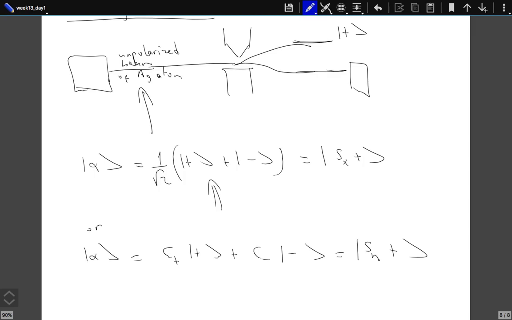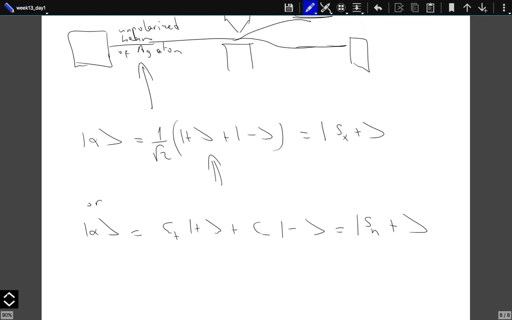So the problem is I cannot describe such an unpolarized beam of silver atoms by a ket. Now what will happen is half of those atoms, let's say, will be described with one ket, half of them will be described with some other ket. There won't be a single ket describing my beam of silver atoms.